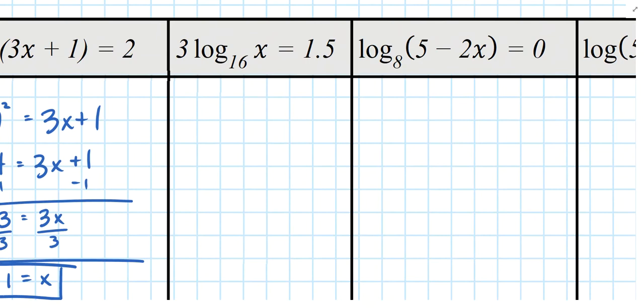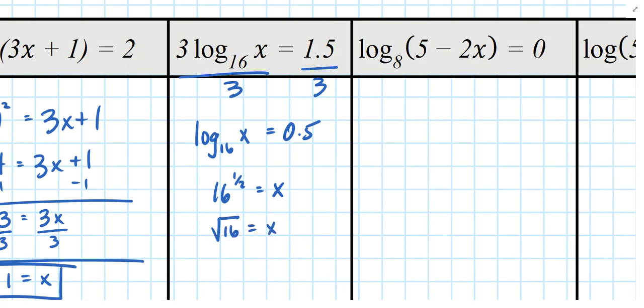In the third example, you should notice the number 3 multiplying by the logarithm. We should move it first to isolate the logarithm so that we could rewrite the logarithm as an exponential. If the logarithm is not isolated, rewriting as an exponential would be more difficult. So we could divide both sides by 3, and we would be left with the logarithm equal to 0.5 or 1/2. 16 to the 1/2 power, you should recall, would be the same as the square root of 16, which is 4.